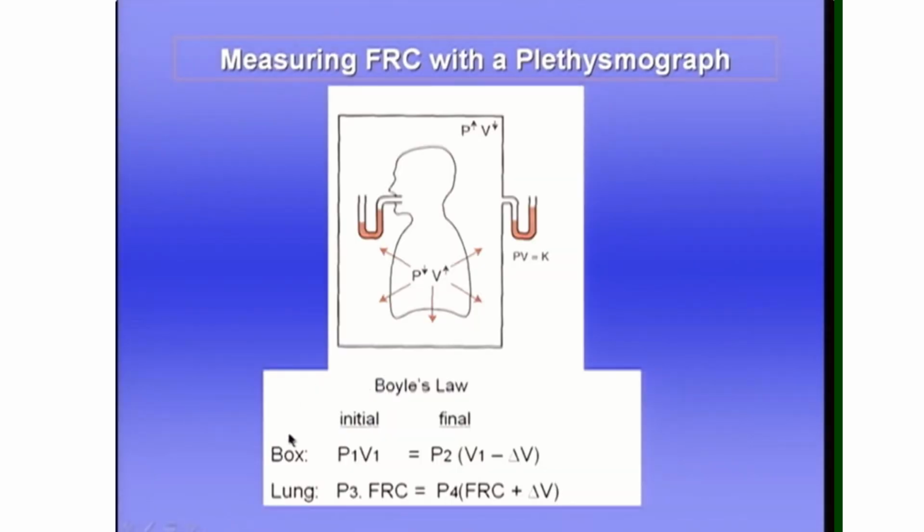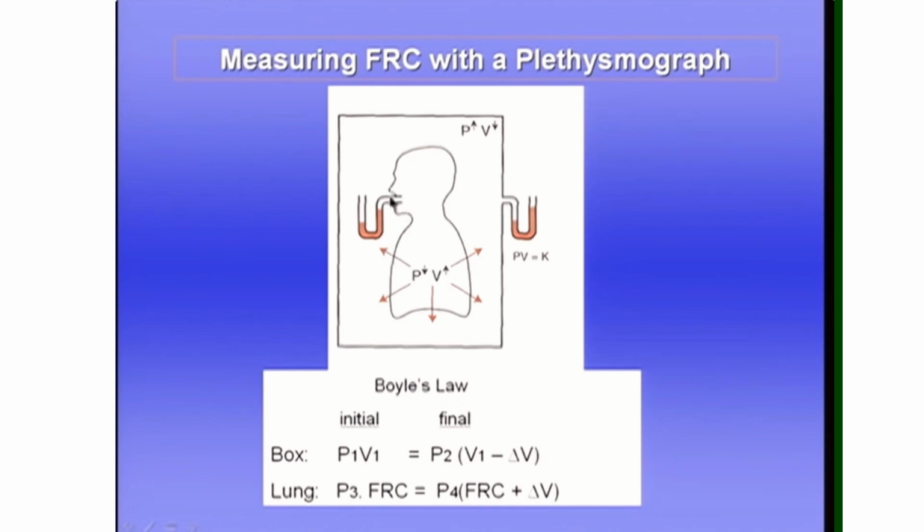And so for the box in this initial measurement, when the subject makes an inspiratory effort, the initial pressure and volume, P1 V1, is equal to P2, the pressure after he made the inspiratory maneuver, times V1 minus delta V, the original volume, which has been reduced by the volume that the lung changed, the delta V. And from that, we can derive delta V.